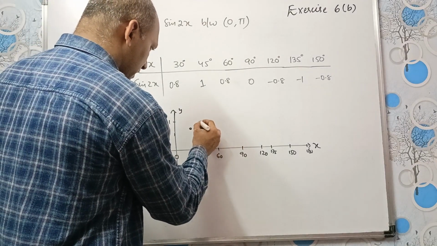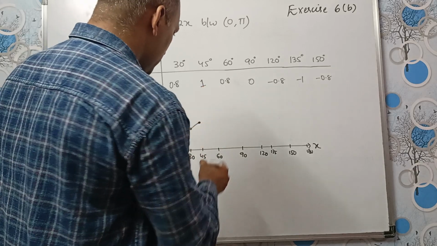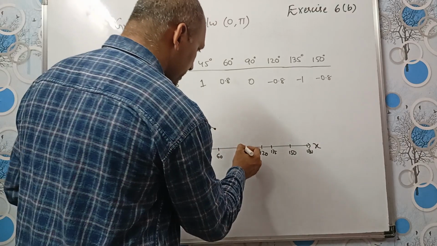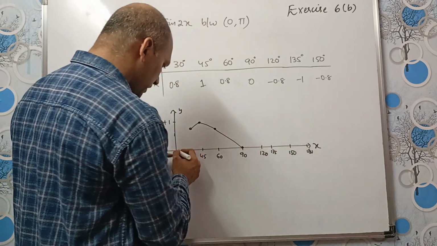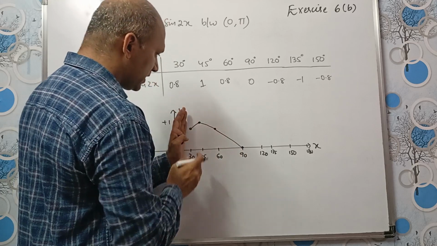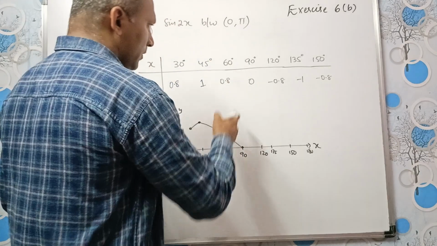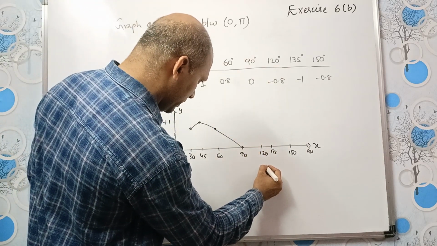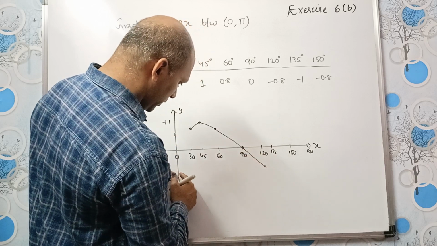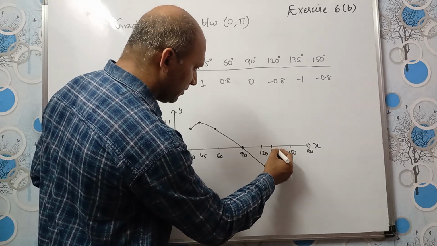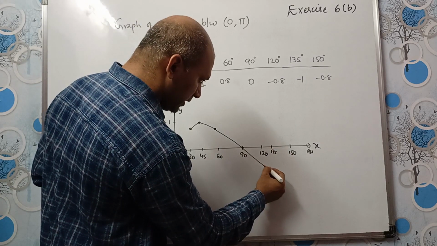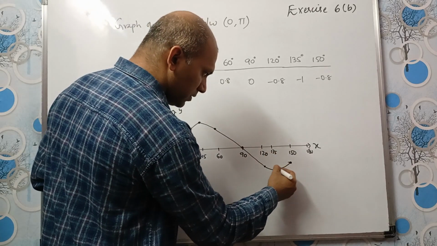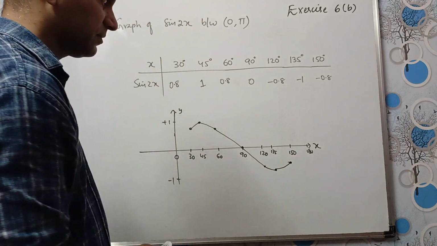45 is 1, so join these 2 points. 60 is 0.8 again, so it will come down now. 90 is 0. See, it will be like this, right? But we should start from 30. 0 is not included. 120 is minus 0.8. 120 will be minus 0.8 here. 135 is minus 1, a little lower, right? 150 is minus 0.8 again. So this is the graph.